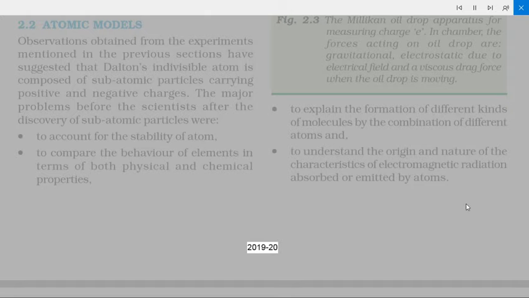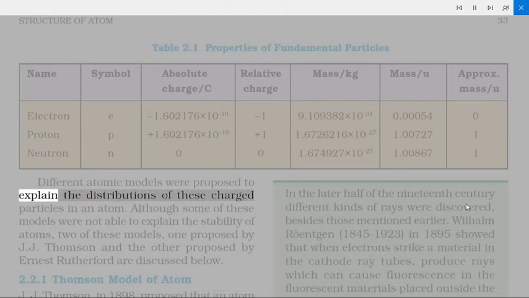Table 2.1 Properties of Fundamental Particles. Different atomic models were proposed to explain the distributions of these charged particles in an atom. Although some of these models were not able to explain the stability of atoms, two of these models, one proposed by J.J. Thomson and the other proposed by Ernest Rutherford, are discussed below.